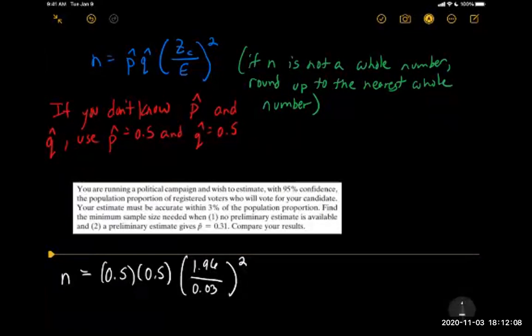So I'm going to go ahead and get out my calculator. And I'm going to do this math. 1.96 divided by 0.03 squared. And I got 1,067.1111. Now, if it's not a whole number, I got to round it up. So it's 1,068. So in order for me to get an accurate estimate, I'm going to need to survey at least 1,068 people.